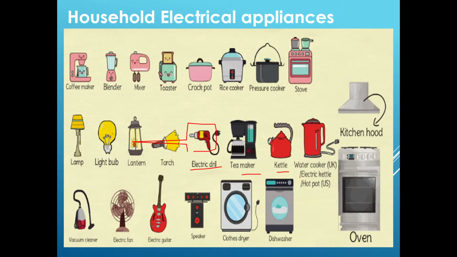This is a drilling machine, water cooker. This is an oven. This is a kitchen hood. This is a dishwasher. This is a clothes dryer. These are the speakers which we usually connect to the television. Electric guitar, electric fan, and vacuum cleaners. Of course, these are some of the household appliances which we use in our houses.